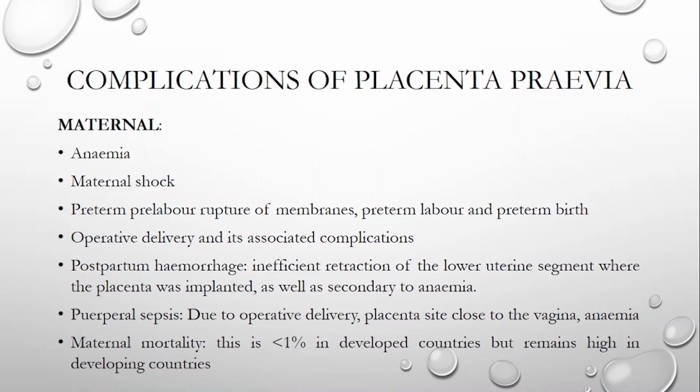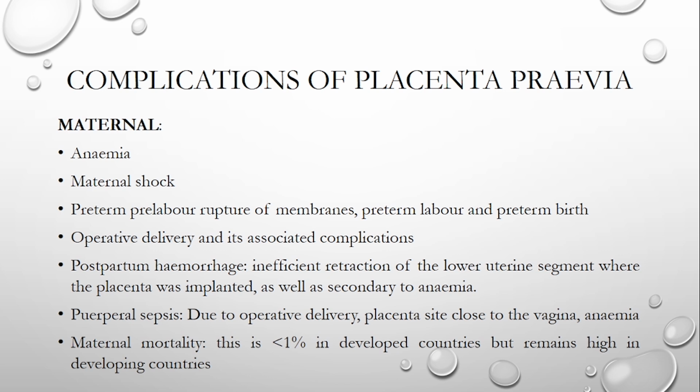The maternal complications include problems that follow the hemorrhage that accompanies placenta previa, and this may lead to maternal anemia, maternal shock, preterm pre-labor rupture of membranes, and preterm labor and preterm birth as a result of bleeding episodes.